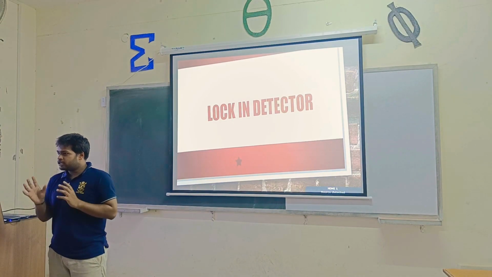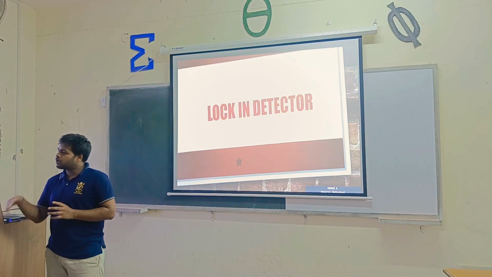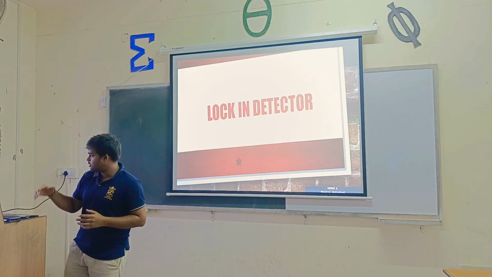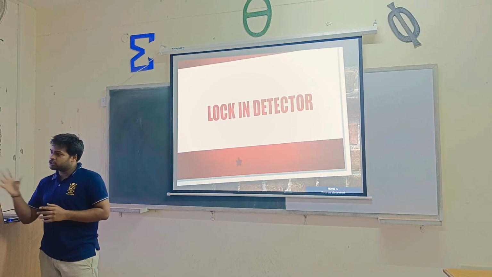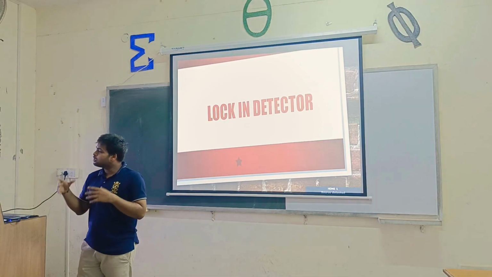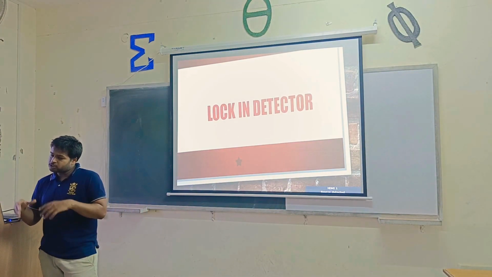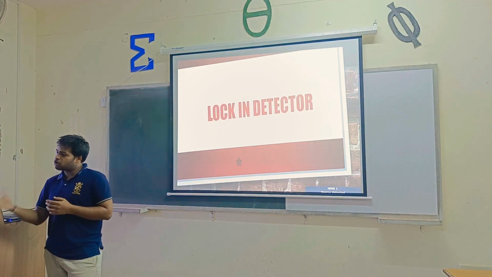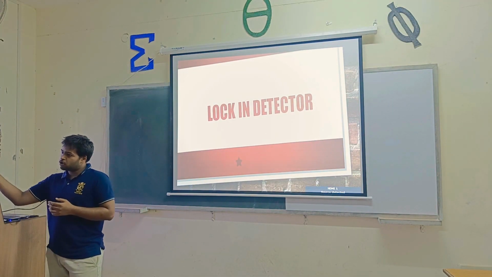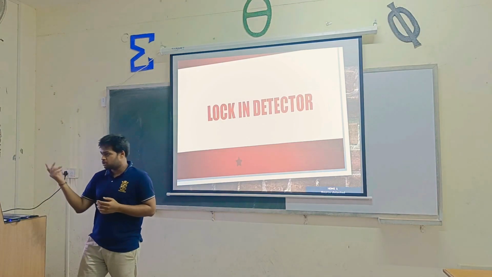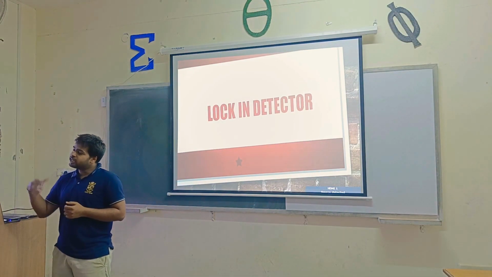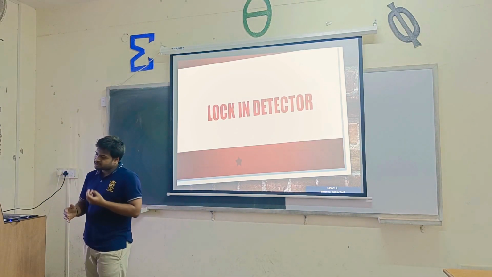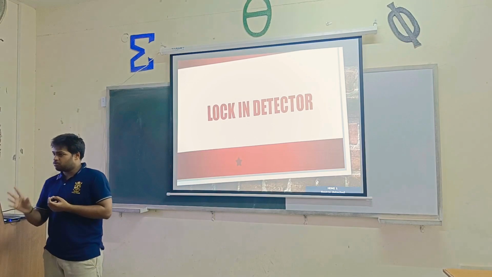Normal detectors detect signals which we can distinguish from the normal noise components in the environment which are naturally occurring. But when the signal is very small in size, in the order of nanovolts, compared to the noise which is in terms of volts or higher, in that case we use a lock-in detector to extract that signal from the noise component.